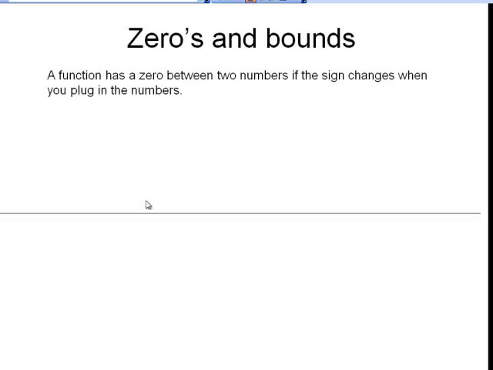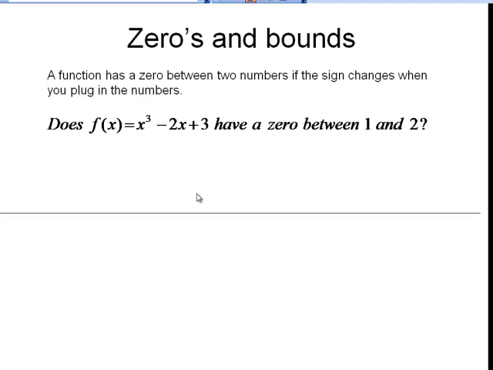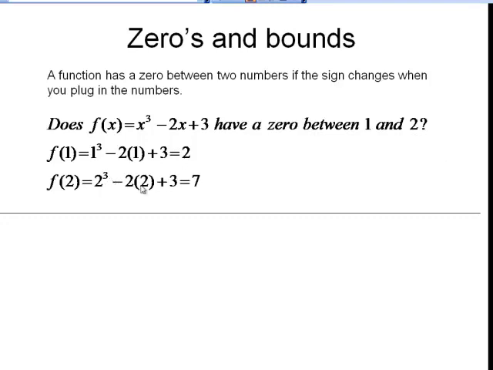Okay, zeros and bounds. A function has a 0 between any two numbers if the sign changes when you plug the numbers in. So if it goes from a positive to a negative, it has to go through 0, essentially. Okay, the question says between 1 and 2, so just plug in 1. Gives you 1 cubed minus 2 plus 3. That's a positive 2. If you plug in 2, 2 cubed is 8, minus 4 plus 3 makes 7. There's no sign change. It didn't go from a positive to a negative, or a negative to a positive, so it doesn't go through 0. So it's not 1.